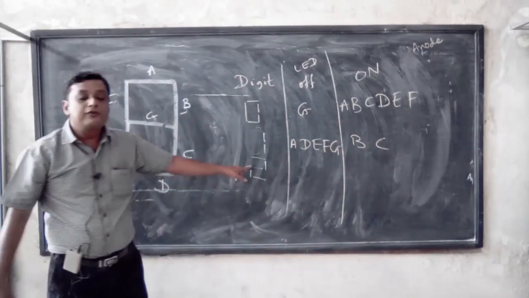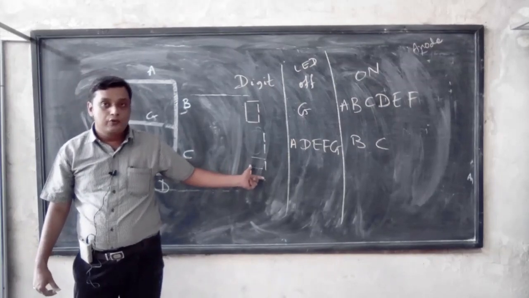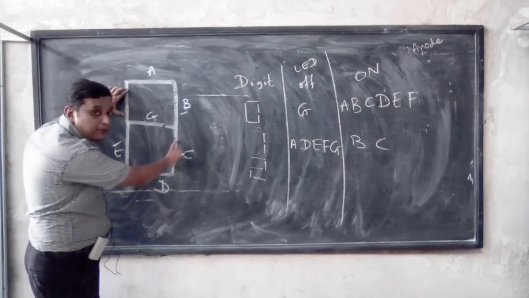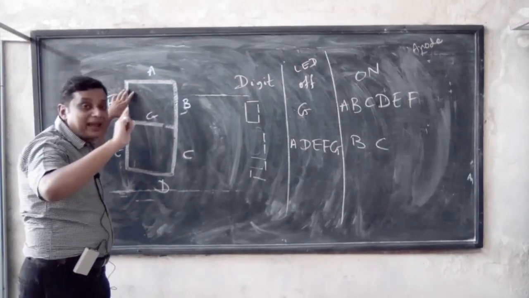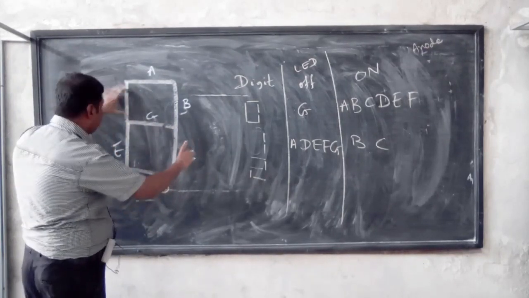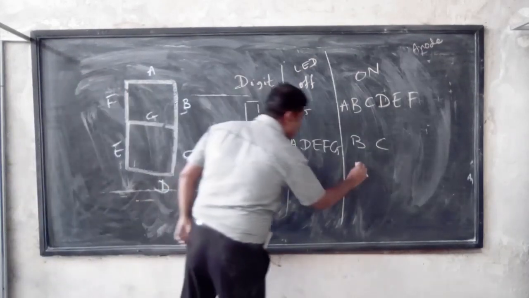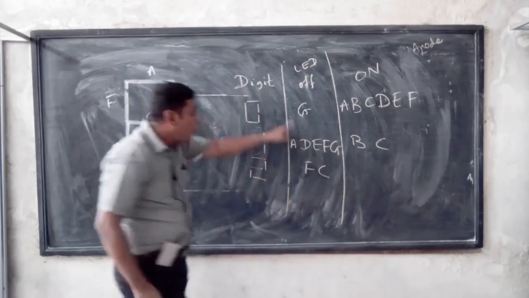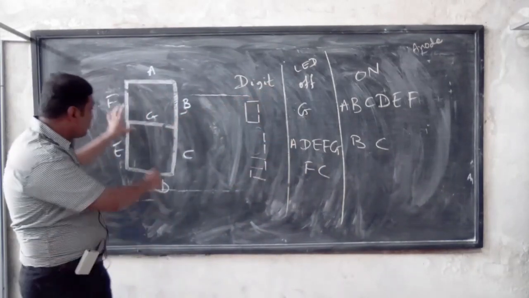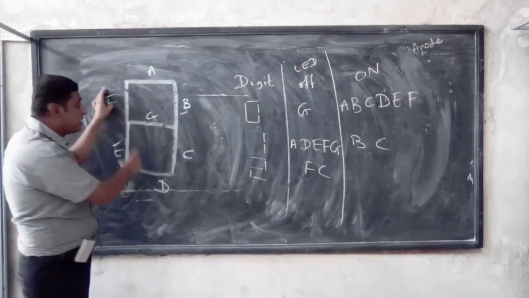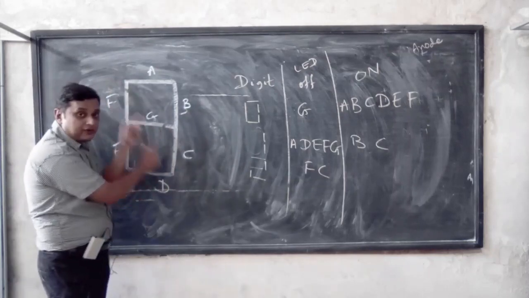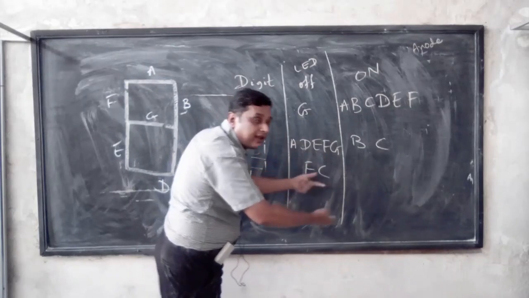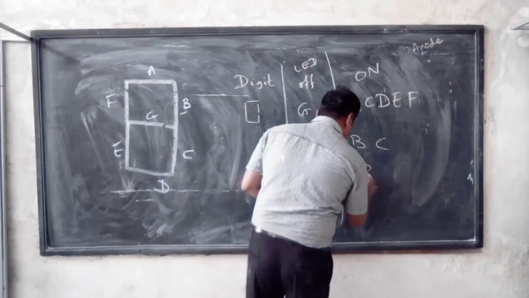If I am going to display digit 2, this portion as well as this portion would not be able to generate the light. So F and C are in an off state. We are not able to see the light generated by LEDs F and C. So these two are in an off state, and the remaining LEDs are in an on state: A, B, C, D.